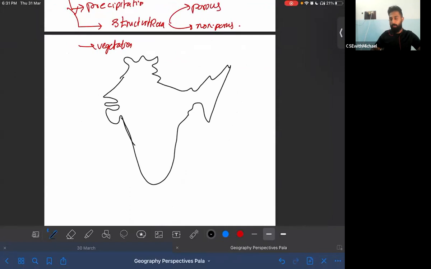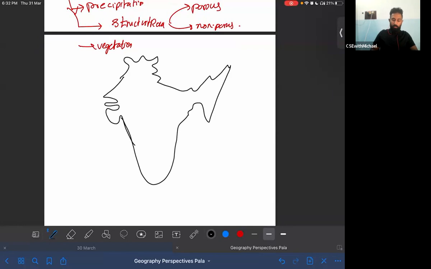Porous formation. The structure of the rock can be classified into porous formations and non-porous formations. There is primary permeability and secondary permeability for a particular rocky region. Primary permeability means the water percolates easily. Secondary permeability may be introduced by the introduction of fissures and cracks in the rocks. So porous formations are those with sedimentary formations.